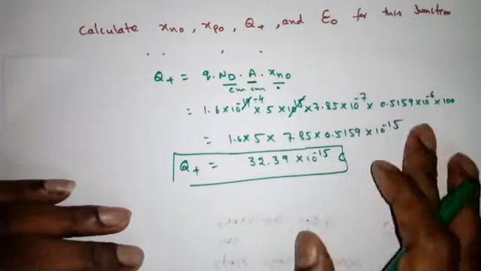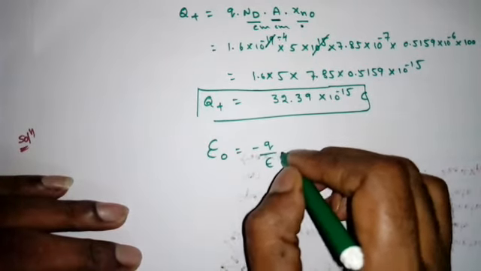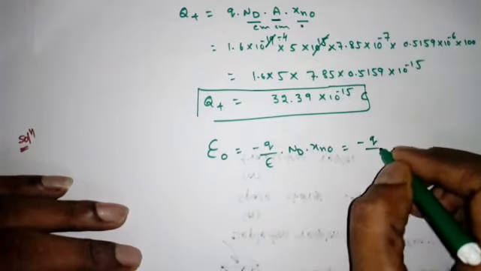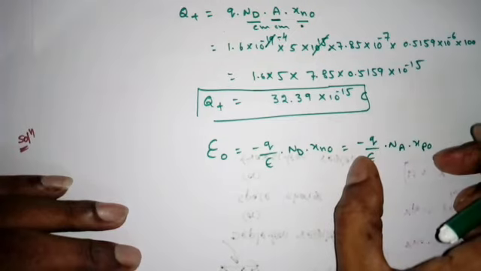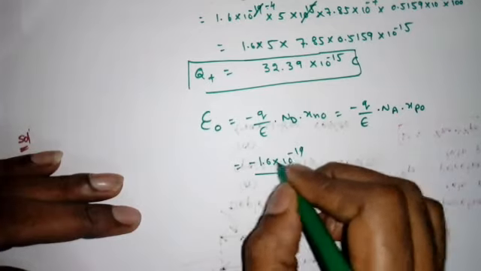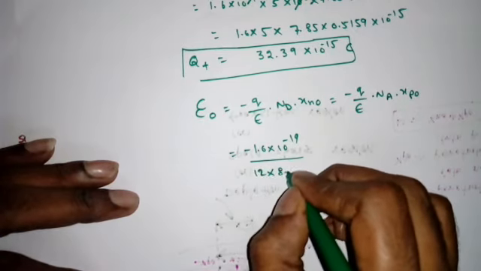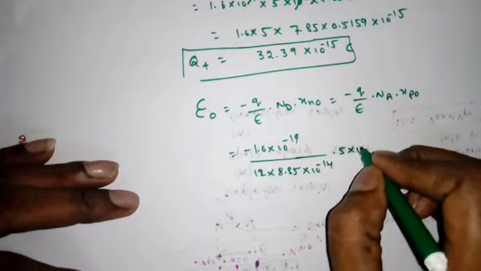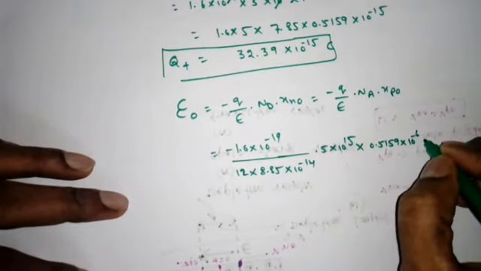Next we have to find the epsilon naught. So what is the formula? Epsilon naught is equal to minus Q by epsilon into Nd into xn naught, or minus Q by epsilon into Na into xp naught. So any values we can use. So minus Q 1.6 into 10 to the power minus 19 by, this is epsilon naught into epsilon r, so 12 into 8.85 into 10 to the power minus 14 farad per centimeter into Nd. Nd is given 5 into 10 to the power 15, xn naught 0.5159 into 10 to the power minus 6 into 100 again.